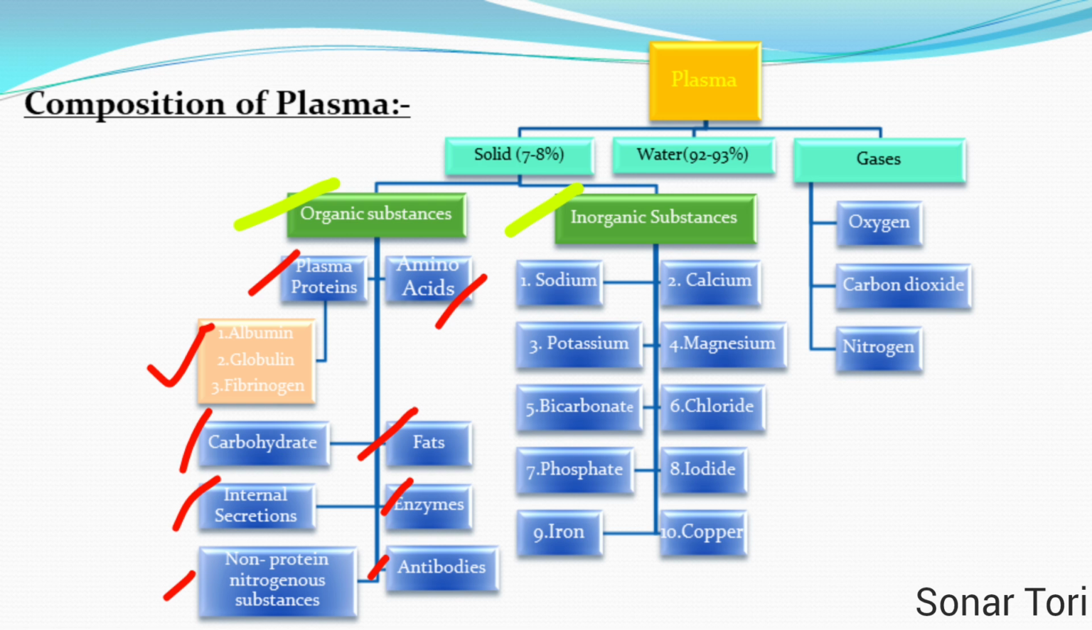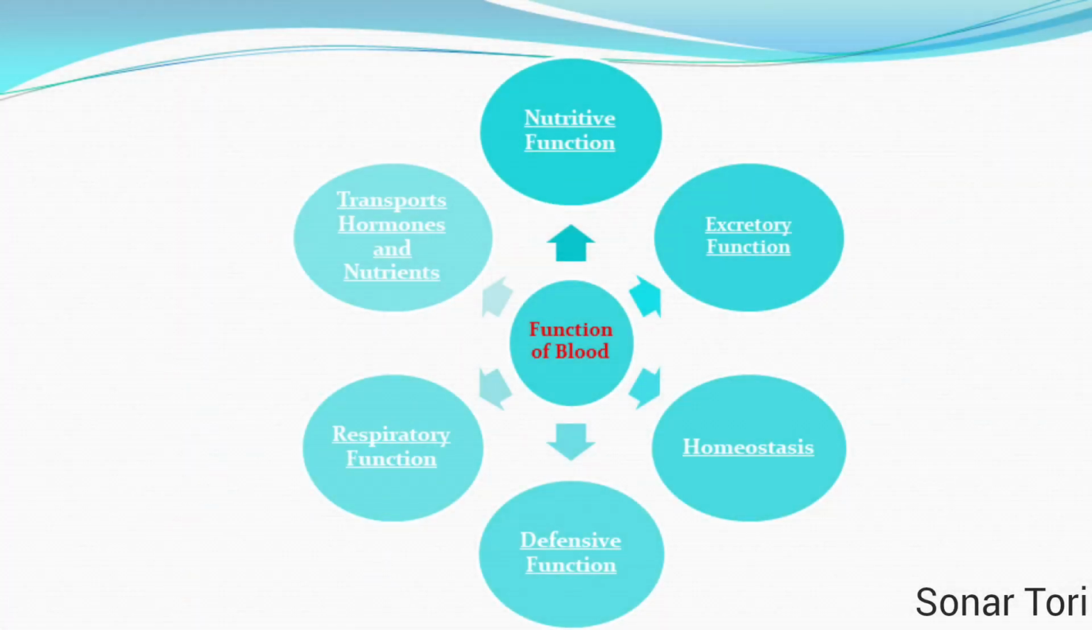It is an important protein for our body. Amino acids, of two types, essential and non-essential, carbohydrates like glucose, fats like triglyceride, cholesterol, phospholipids, internal secretions like hormones, enzymes like amylase, protease, lipase, and non-protein nitrogenous substances like amino acid, creatinine, urea, uric acid, and antibodies.